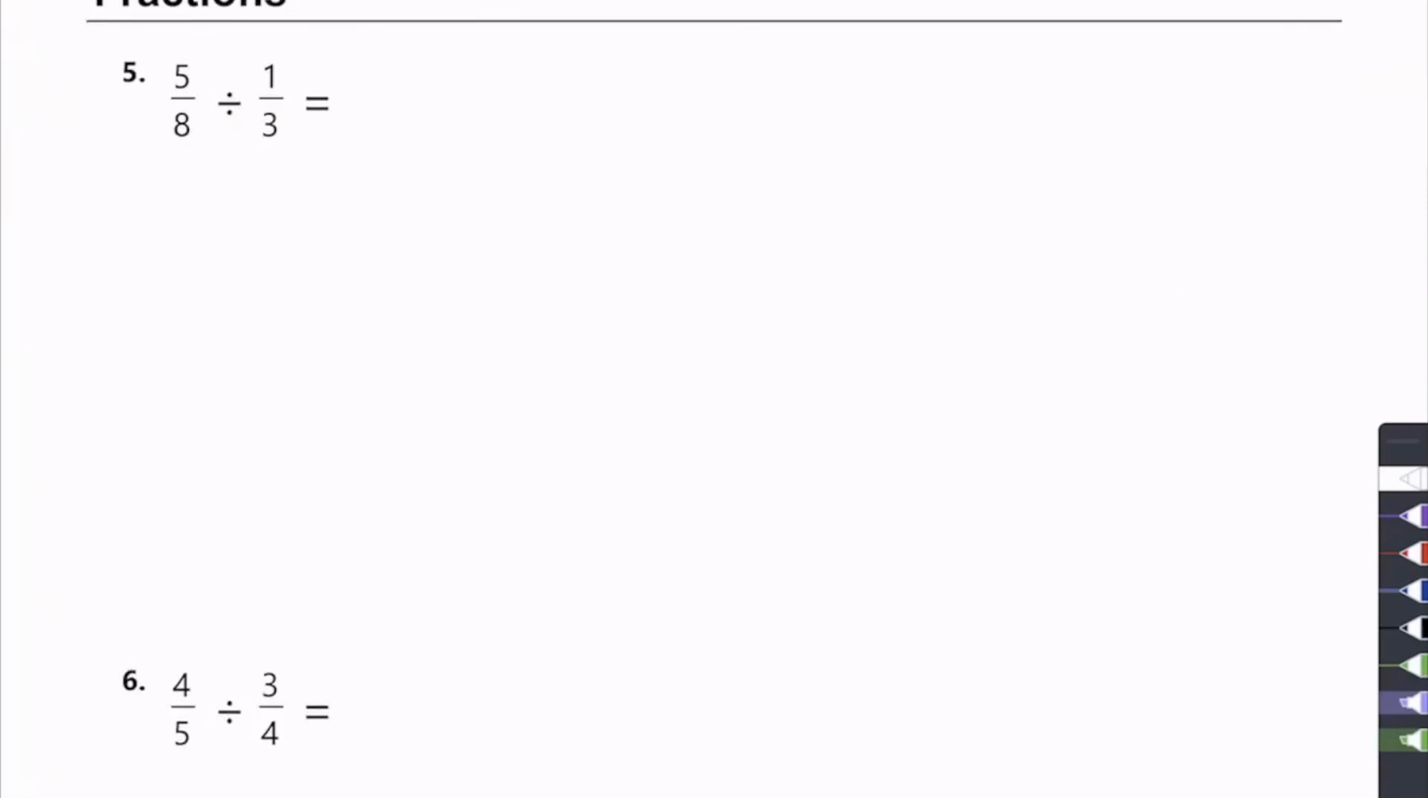Let's do the same method on number 5 and number 6. 5 times 3 is 15. 1 times 8 is 8. 15 and 8 go 1 with 7 left over. Put it over the same denominator, gives you 1 7/8. Let's look at the second one. 4 times 4 is 16. 3 times 5 is 15, which gives me 1 1/15.